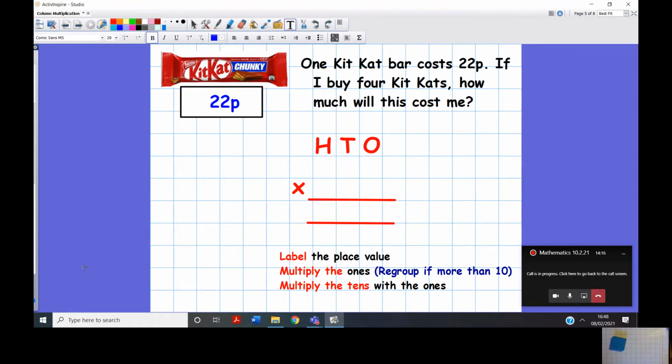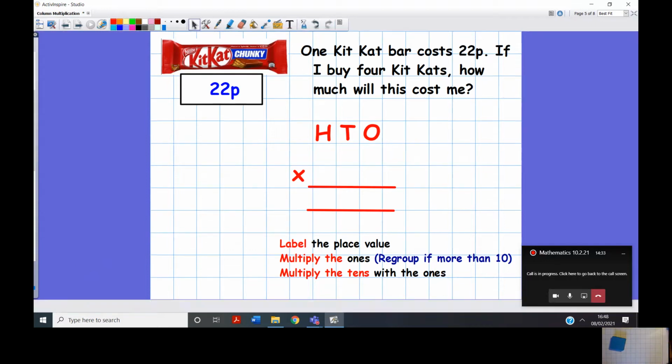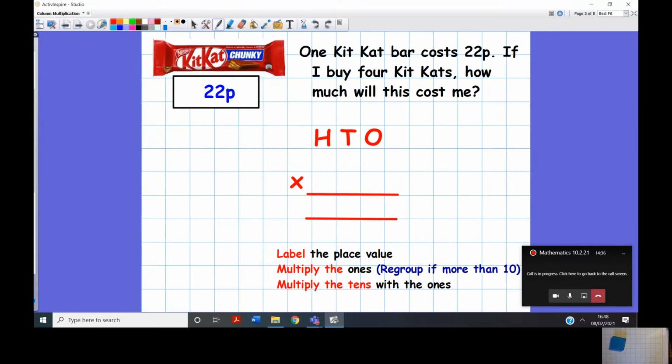1 Kit Kat bar costs 22p. If I buy 4 Kit Kat bars, how much will this cost me? 22, that's not the right number. Seems a bit cheap. I'm going to make them a bit more expensive. Let's make them 28p. There we go. 1 Kit Kat bar costs 28p. If I buy 4 Kit Kats, how much will this cost me?